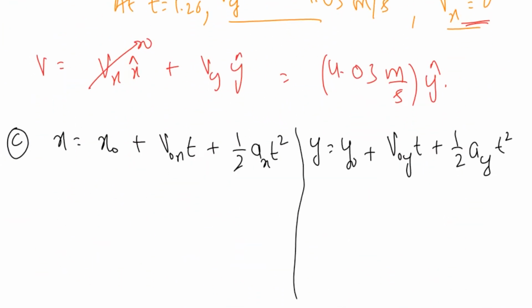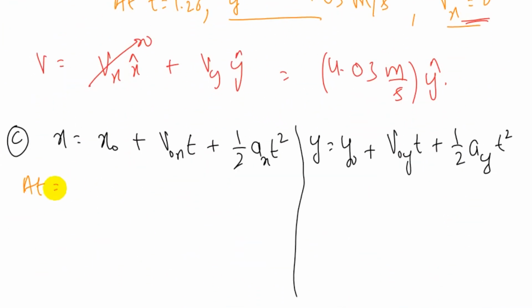Okay. So at time t equals 0, x is 0 because x naught is 0 here. Similarly, at time t equals 0, y is also 0.